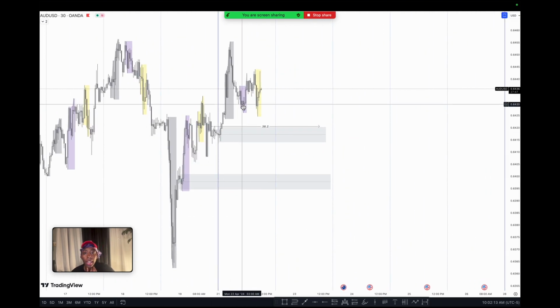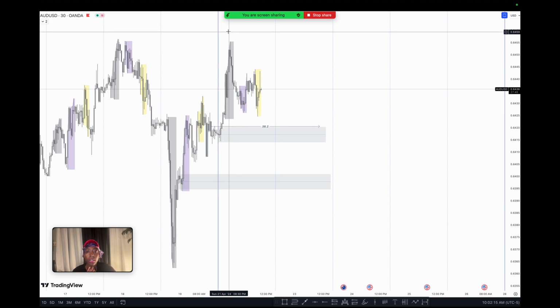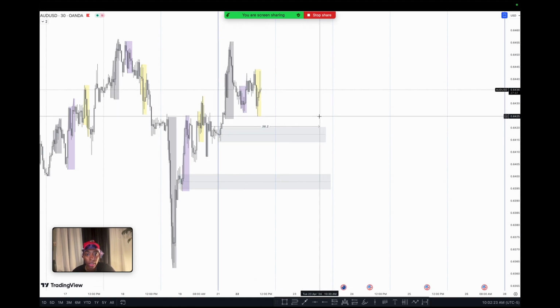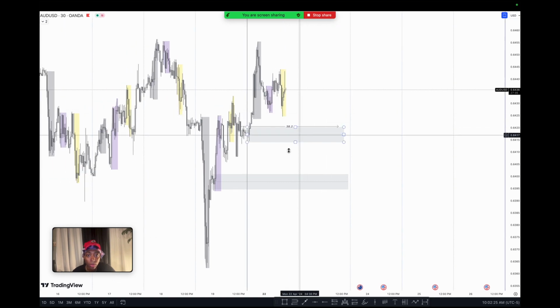So Monday Asia session. This is AU. So a little spike up. Asia within London within Asia. So we're gonna get a spike though for sure. This is the opening. So below the open is where I'm looking to buy. Buying below the opening.